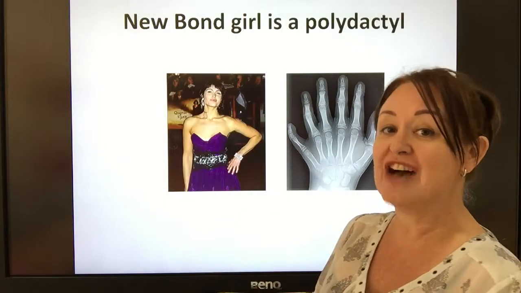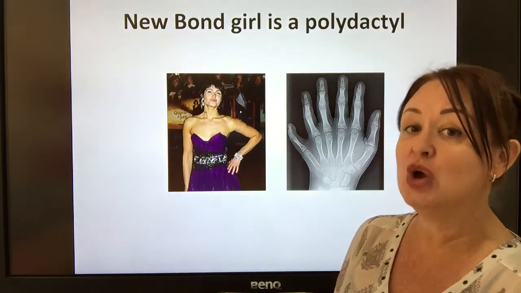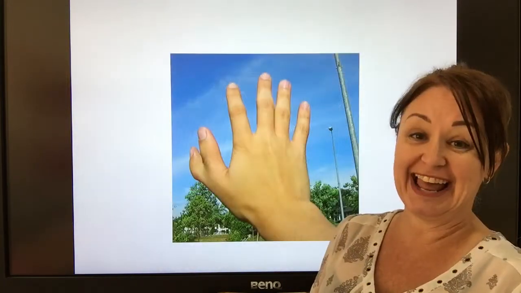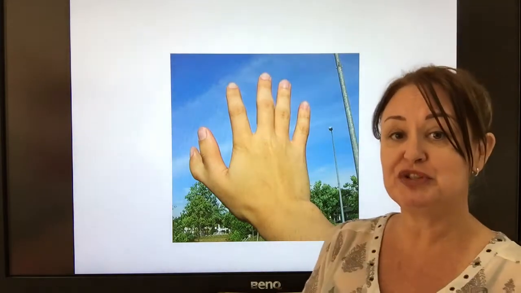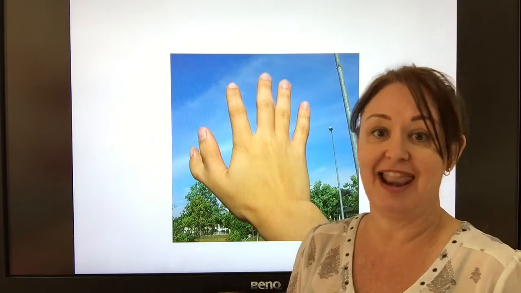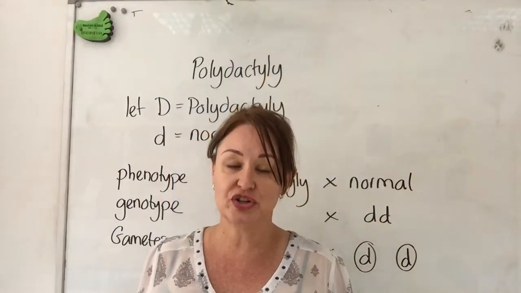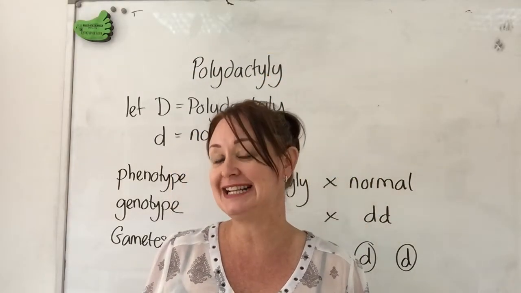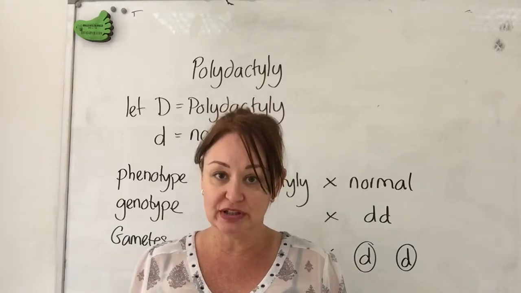Polydactyly is just where you have an extra digit. You can have an extra finger or an extra toe. Look a little bit like that. Some people get it removed, but others decide to just live with it. I mean, when is more fingers not better than less fingers? But what's actually unusual about polydactyly is that it's inherited by a dominant allele.